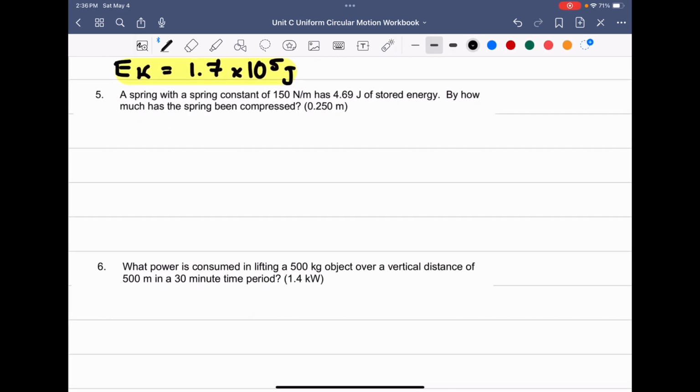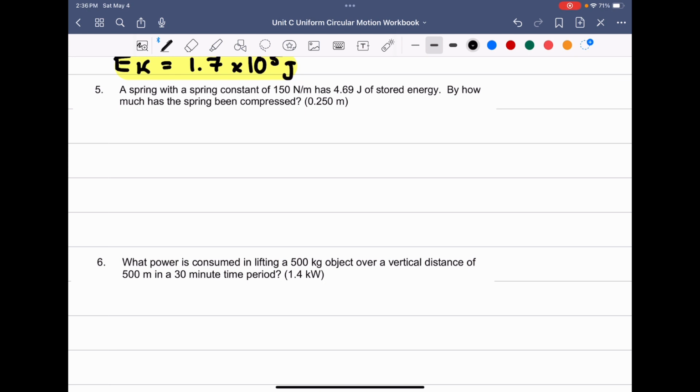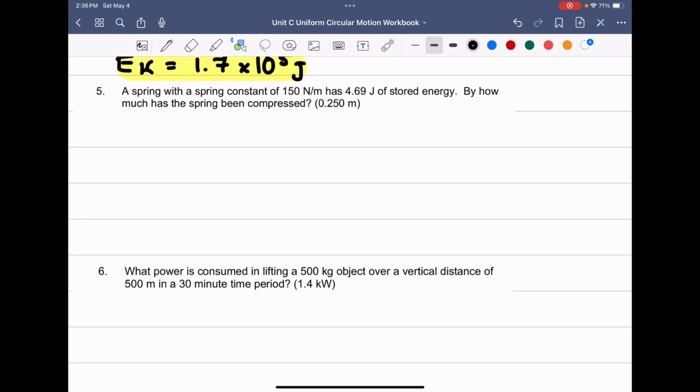All right, now for number 5, a spring with a spring constant of 150 newtons per meter has 4.69 joules of stored energy. By how much has the spring been compressed? Okay, visually, here's what's going on. I'm going to draw the horizontal spring in the following way. So they said we want to figure out how much it's compressed.